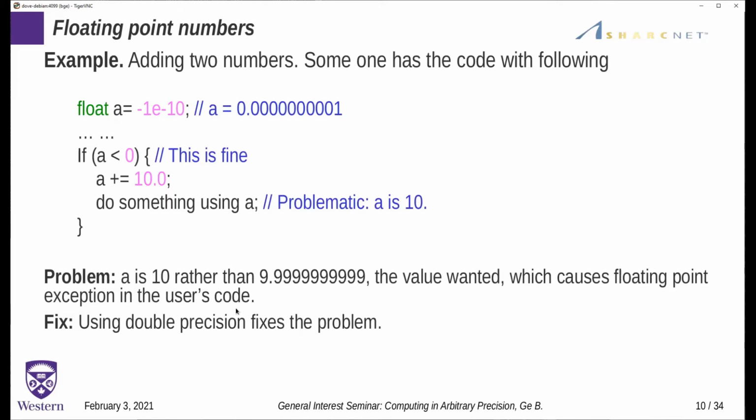So in general, if you have a very tiny number and a very huge number, and you add them together blindly without thinking, that could make your code problematic, and the result can be unexpected.